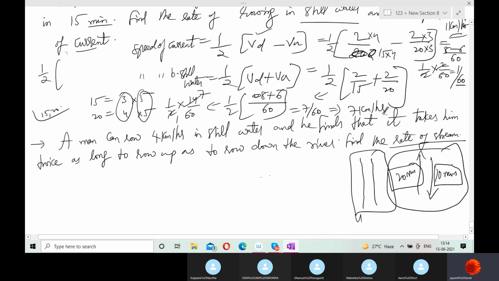So can I say in this case upstream distance is equal to downstream distance? Yes. Because from where he started, again he has to come back. Okay, and we are taking that as D, for example.